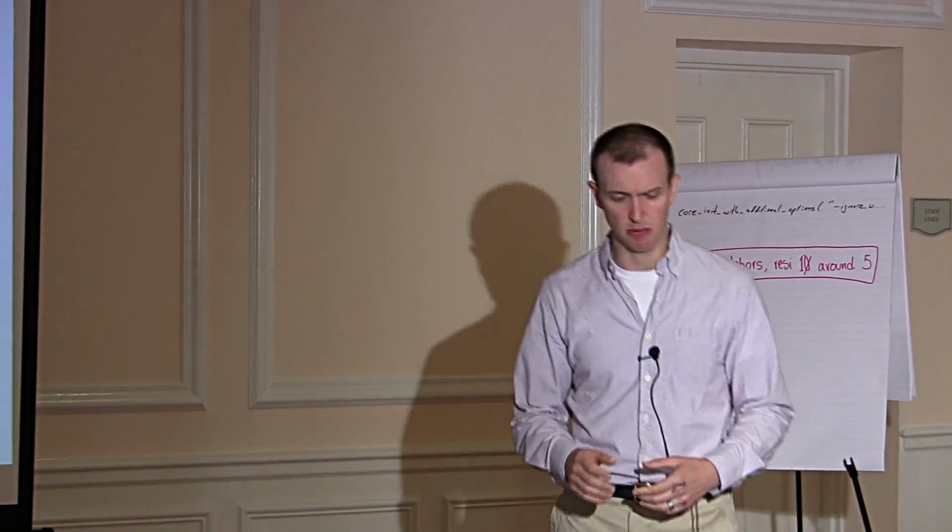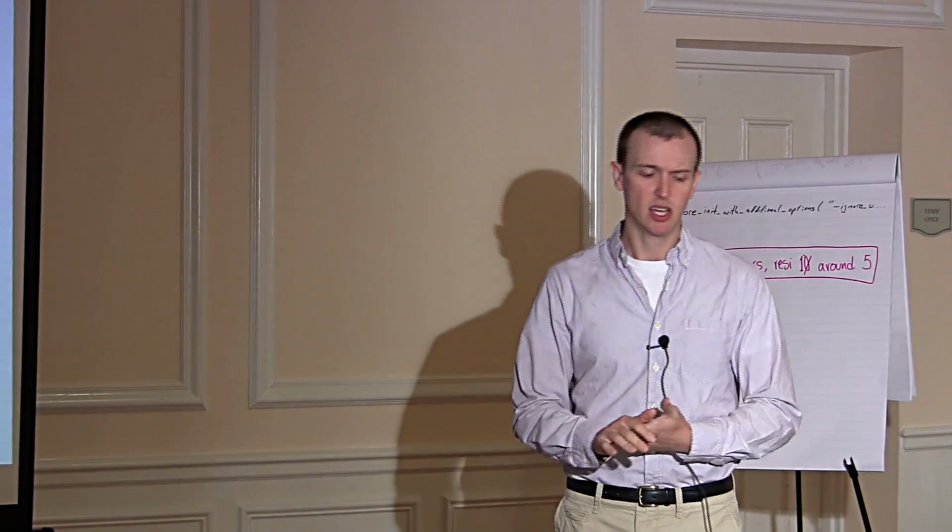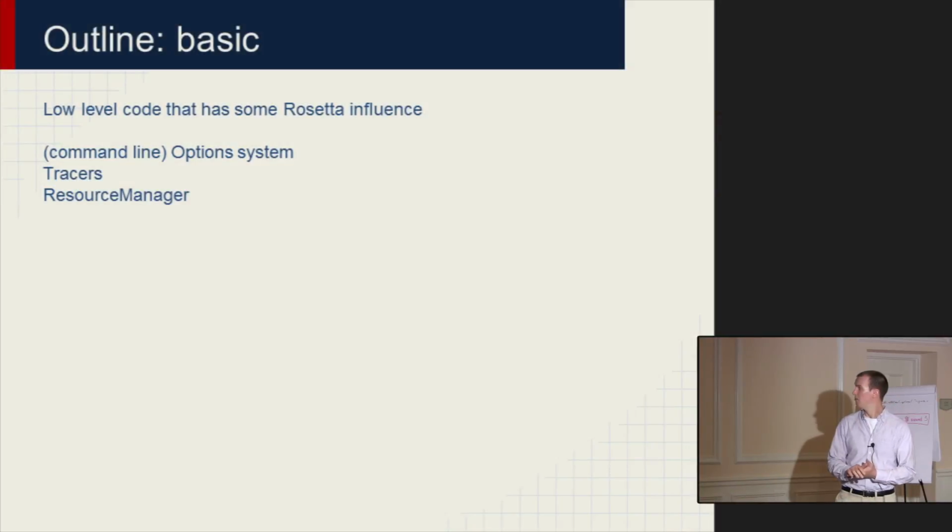Okay, in the basic library, this whole library is very fundamental code, but that has just a little bit of Rosetta influence. The numeric and utility libraries are kind of Rosetta independent. There's nothing specific about proteins that governs how those libraries operate. In here in particular is the option system, tracers, and the resource manager.